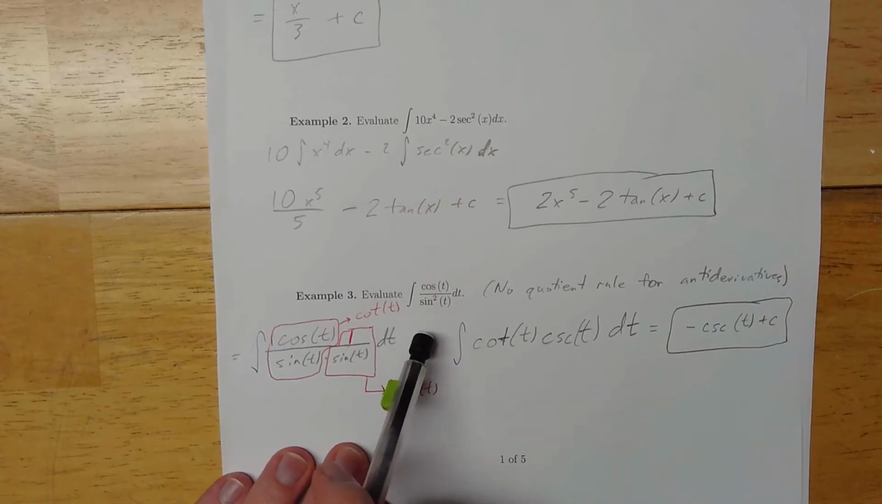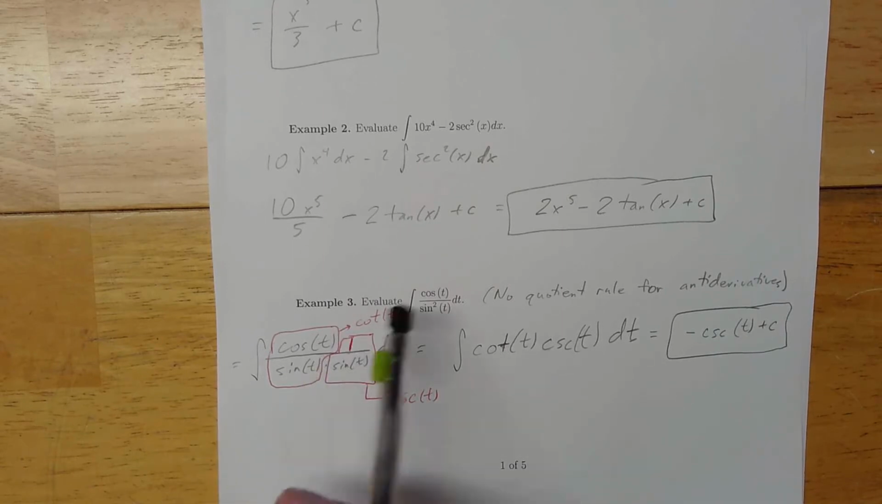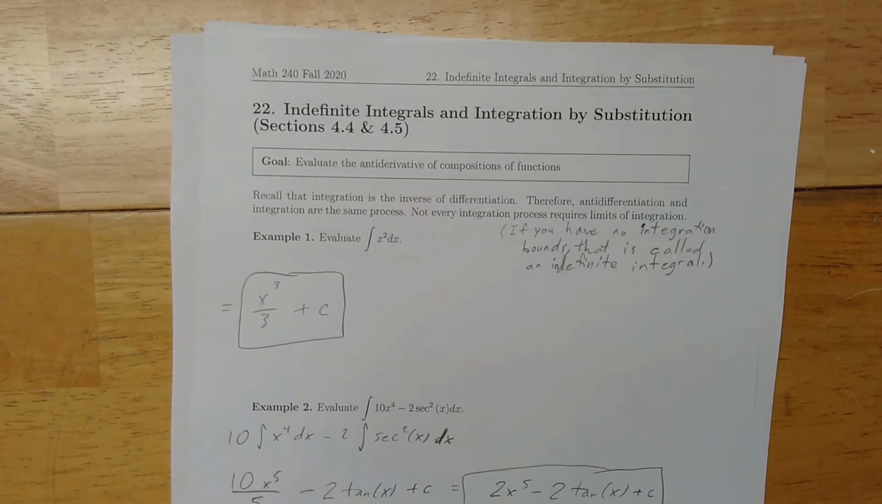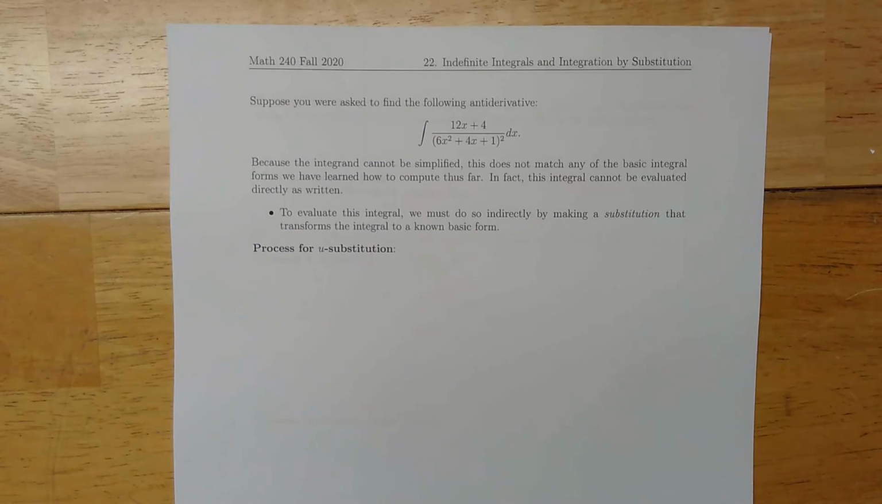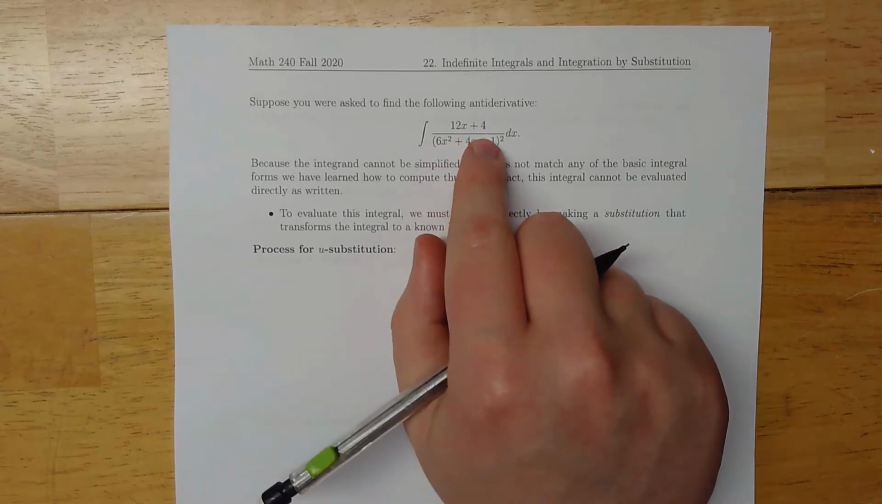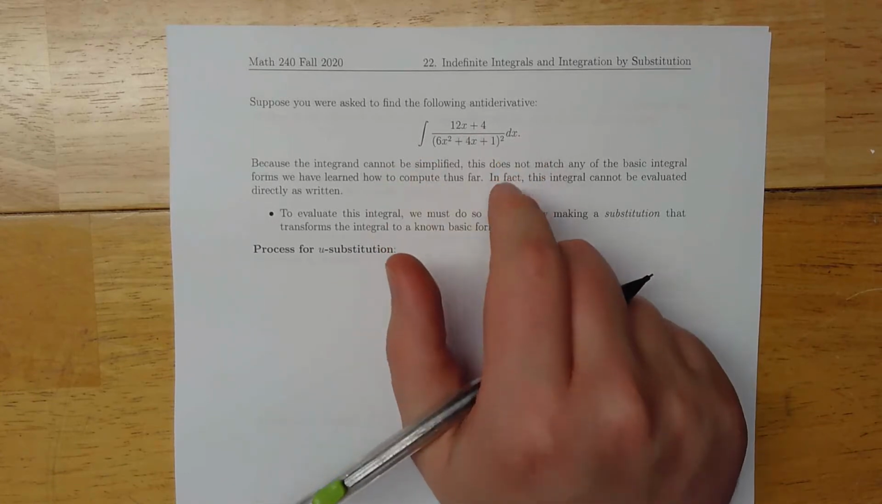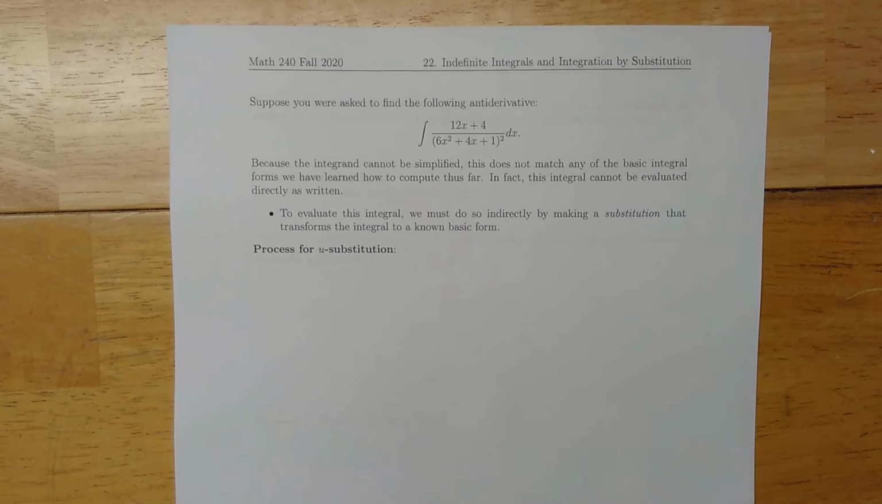Alright, now this was a pretty complicated looking function that we wanted to take the antiderivative of, and we got lucky that we could use some identities and break it into something that we could actually use. But we're not always going to be that lucky. Suppose we're asked to find the antiderivative of this function here: 12x plus 4 divided by 6x squared plus 4x plus 1, whole thing squared, dx. Because we can't just simplify this, and it doesn't match any of our basic integral forms we've got so far, we're going to have to do something a little bit tricky in order to evaluate it. We won't be able to evaluate it quite as written.